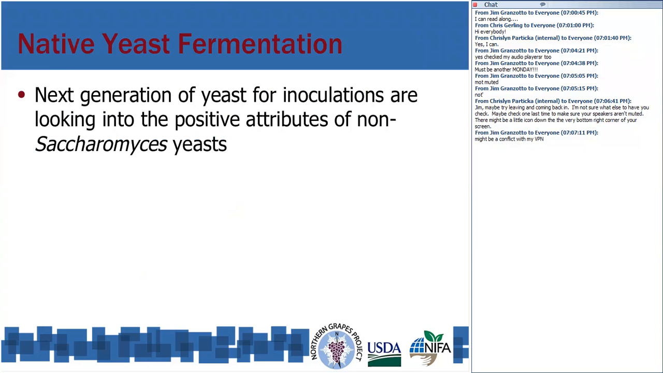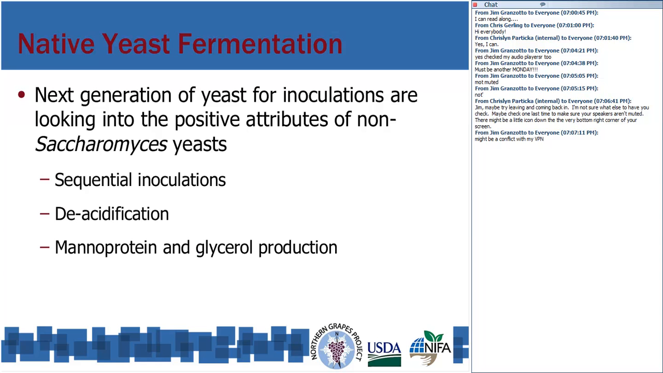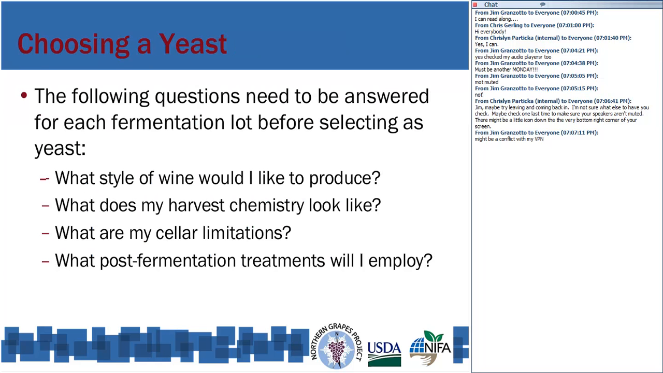However, a lot of the yeast companies are recognizing some of the positive attributes of these non-Saccharomyces yeasts, and we're starting to get more cultivated yeasts that are non-Saccharomyces. So there's at least one company that makes a sequential inoculation with Torulaspora, where you can add that and then add a Saccharomyces yeast a couple days later. The deacidification yeast, so the Schizosaccharomyces pombe, has also been used extensively. And then also inactivated yeast products to increase the mannoprotein content of your wine, or there's other yeast that might increase glycerol production if you want to increase your mouthfeel.